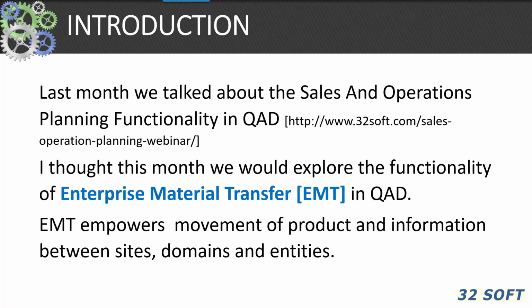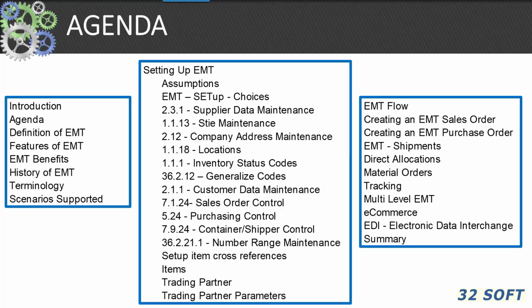Last month, we talked about the sales and operation planning functionality in QAD. So I thought this month we would continue with the multi theme and talk about some more functionality about QAD's multi-functional ERP, and that is this function called the Enterprise Material Transfer, EMT process. EMT empowers the movement of product and information between sites, domains, and entities.